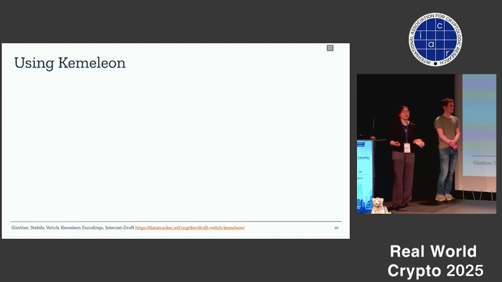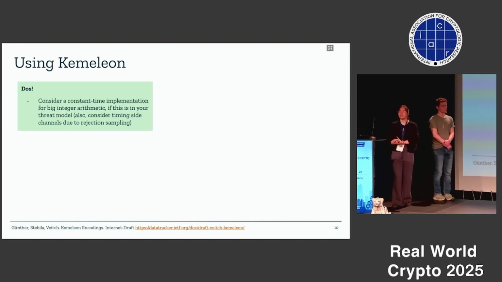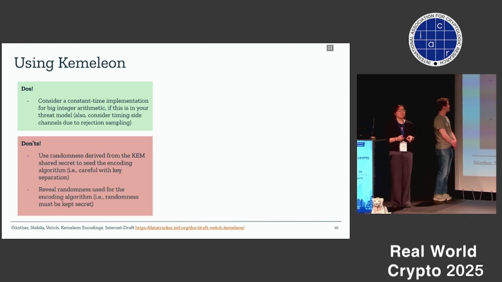Okay, so a couple important things to note if you're using Kemeleon in practice. You might want to consider a constant time implementation, in particular for the big integer arithmetic, or if you're using the rejection sampling case. And it's important to be careful with how you're using the randomness used in these encodings. If the randomness is revealed, then it's trivial to distinguish the output from random bit strings.